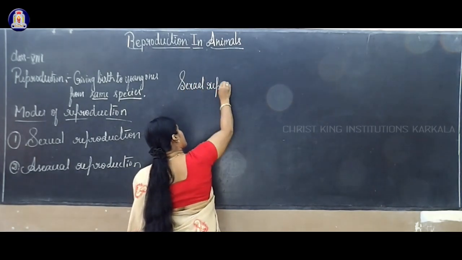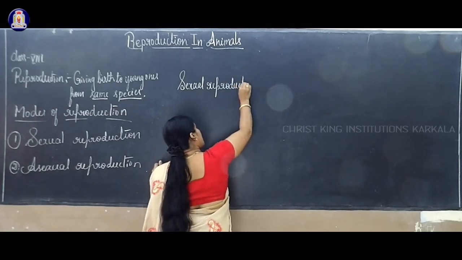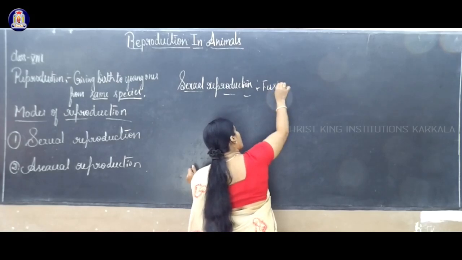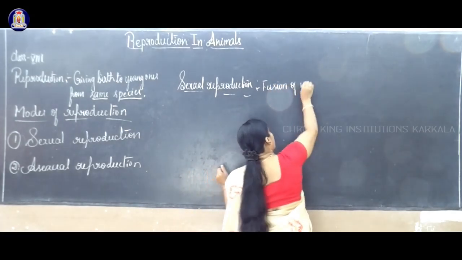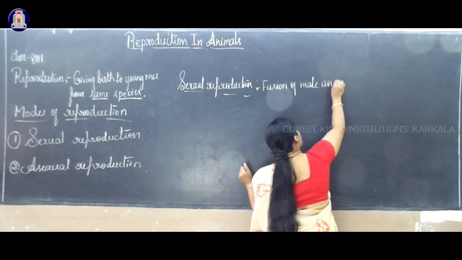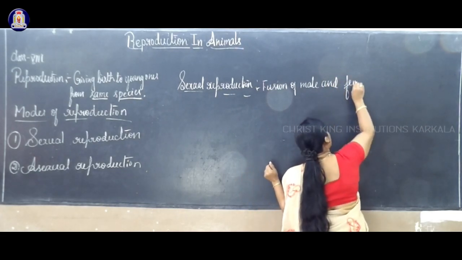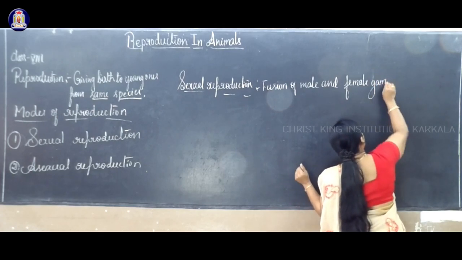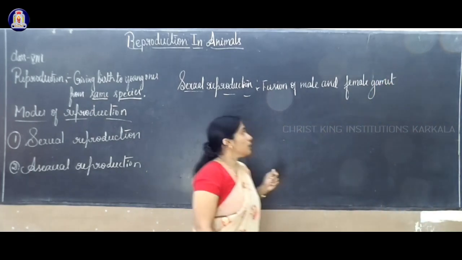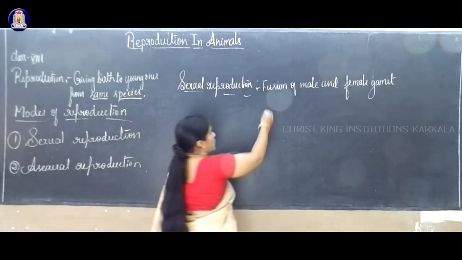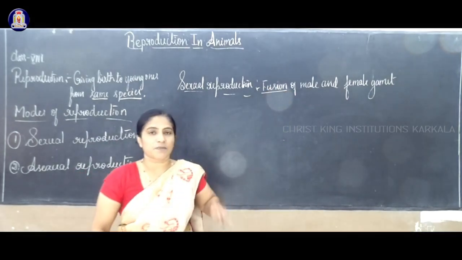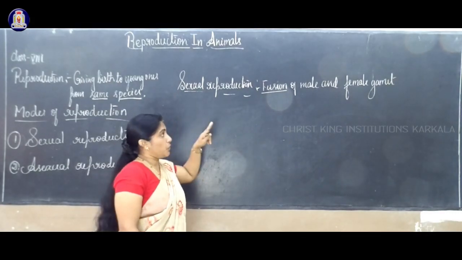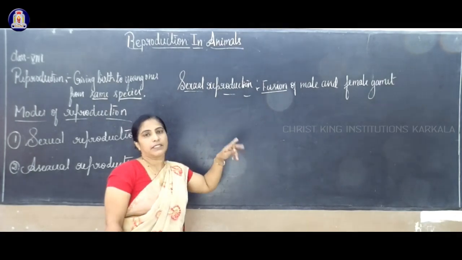So this is the definition. Sexual reproduction means fusion of male and female gamete. Male and female gametes are called sexual reproduction. Fusion of egg with the sperm. So you are going to study egg with the sperm. That is called the fusion. Fusion of male and female gamete is called fertilization.